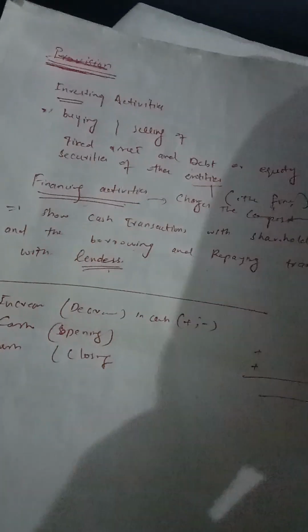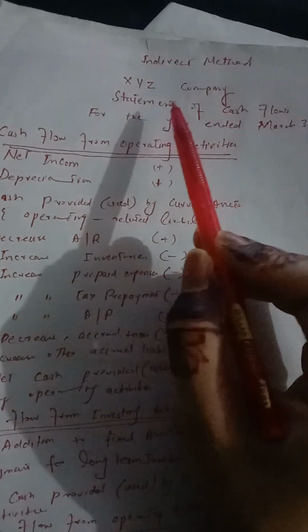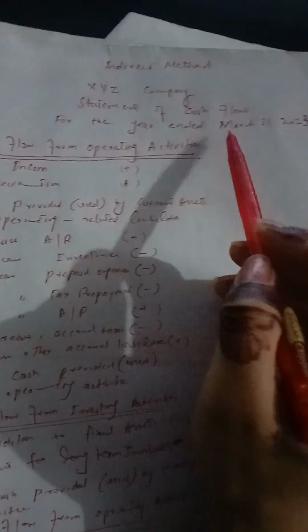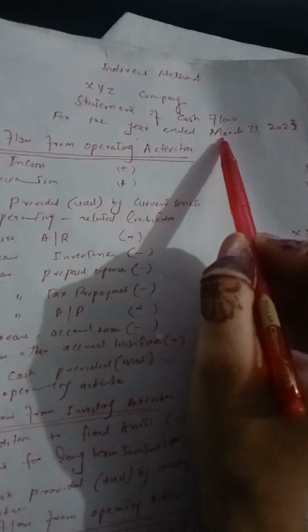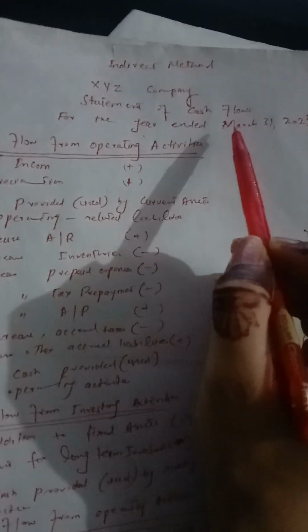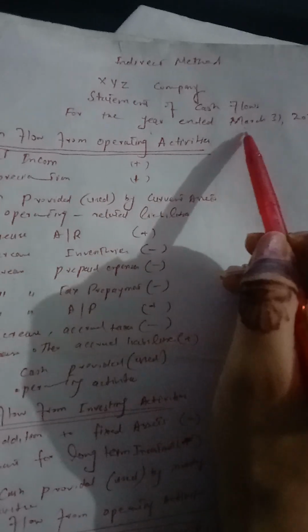So let's start our indirect method of cash flow statement. First of all, we write down the name of the company, then the name of the statement, then the year, whether it ends on 31st March or in December, whatever rule the company applies for ending its year.